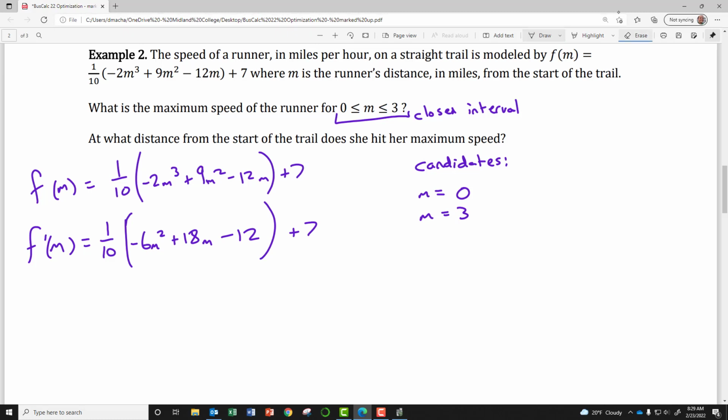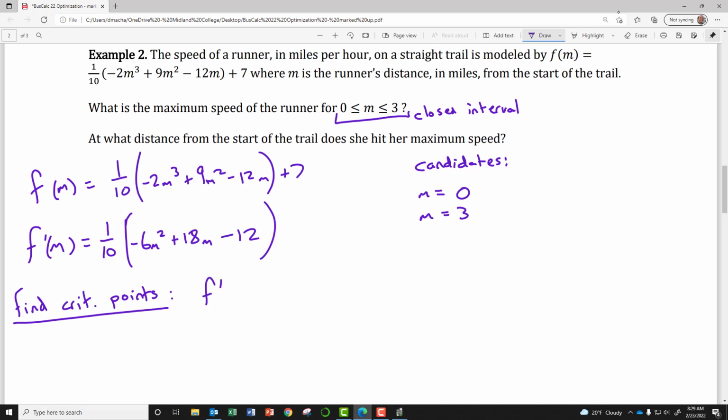Oh, and by the way, the plus 7 goes away in the derivative, doesn't it? Because the derivative of a constant is just 0. Now, if I'm trying to find critical points, they are just where I set the first derivative equal to 0.